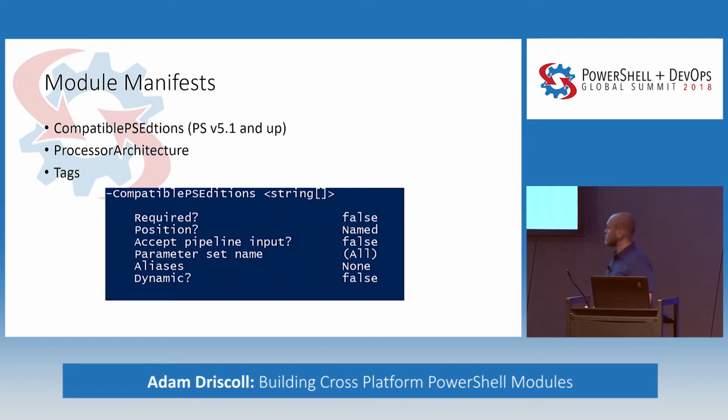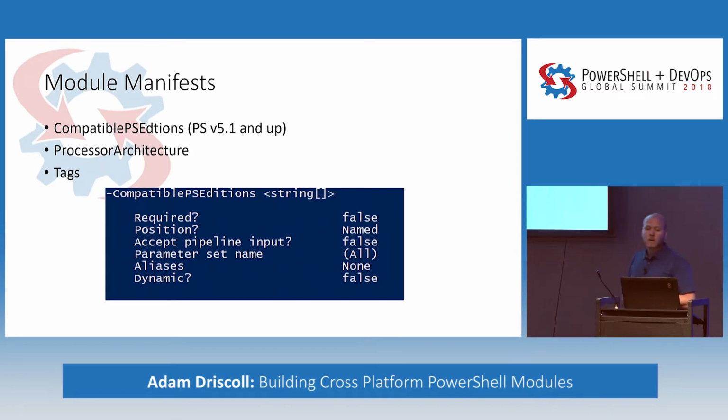There are a couple of things in the module manifest you can do to help. If you're running PS version 5.1 and up, you can set the compatible PS editions flag inside New-ModuleManifest, and you can specify either Desktop or Core. You can't do it before 5.1 because that didn't exist, so you'll get an error when you try to upload it to the gallery. It won't complain locally, but when you go to upload it to the gallery, if you don't state that you support only 5.1 and up, it won't let you do it.